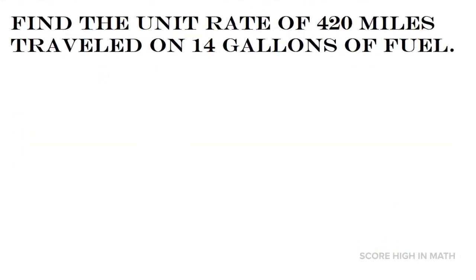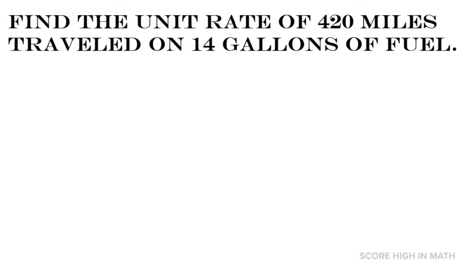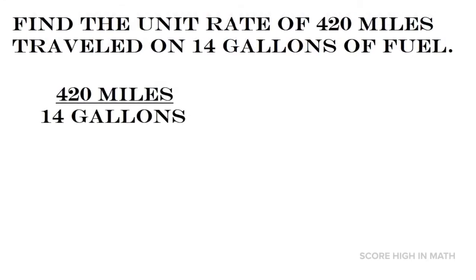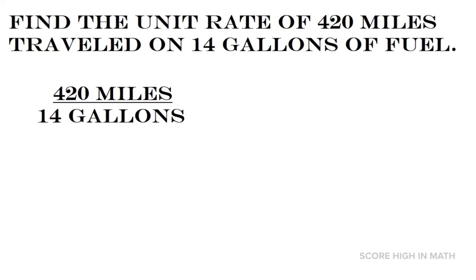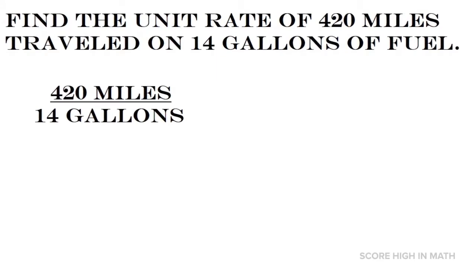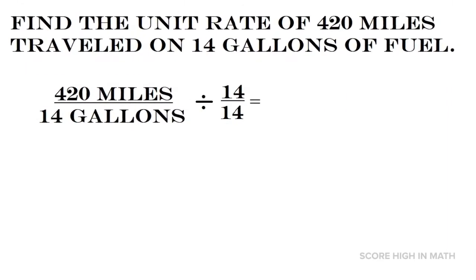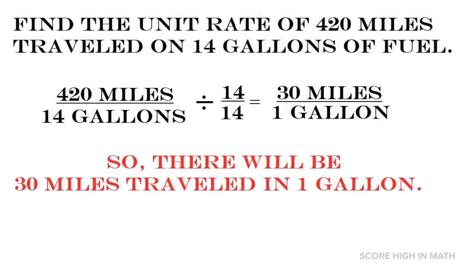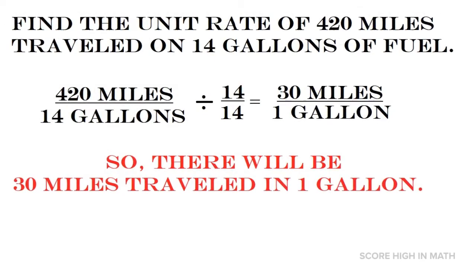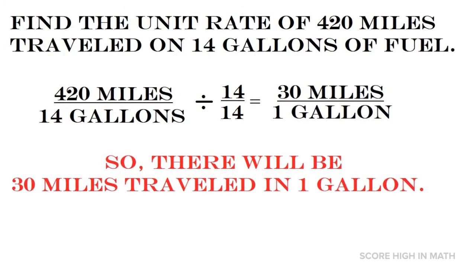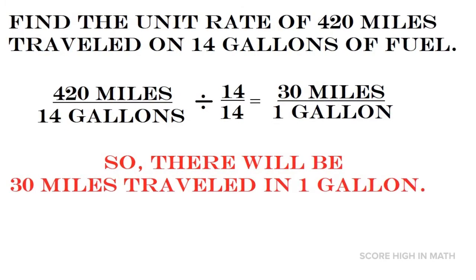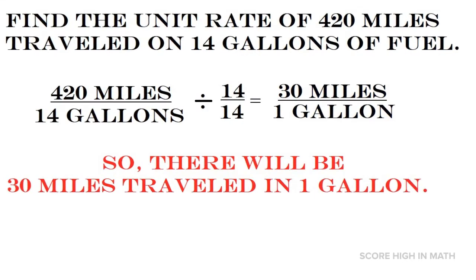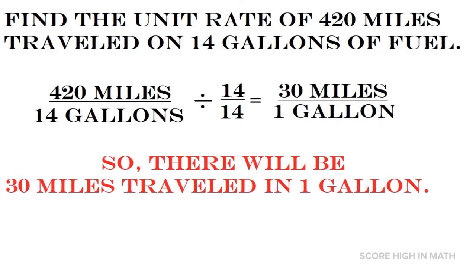Let's work on another problem. Find the unit rate of 420 miles traveled on 14 gallons of fuel. We can write the rate as 420 miles per 14 gallons. To get the unit rate, we're going to divide the fraction by 14. Correspondingly, 420 miles divided by 14 is 30 miles, and 14 gallons divided by 14 is 1 gallon. Therefore, there will be 30 miles traveled in 1 gallon.